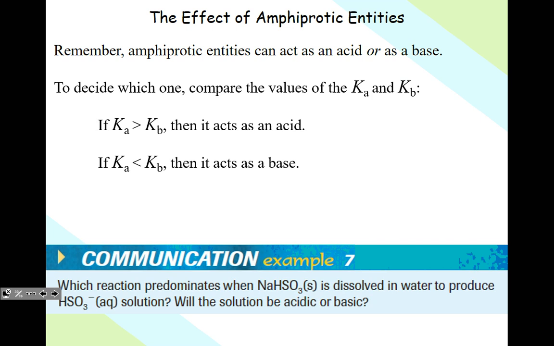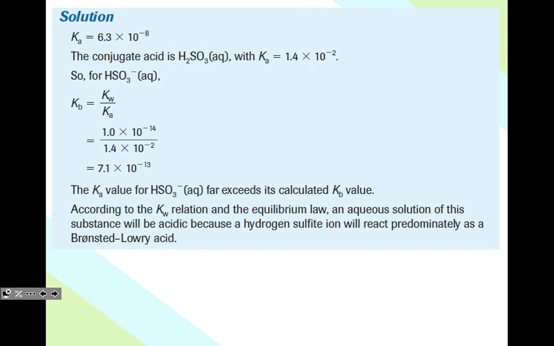Okay, now all we have to do is reference your Ka and Kb, compare them. Ka, pardon me, is 6.3 times 10 to the negative 8. Where did that come from? It just came from your data booklet. The conjugate acid is H2SO3 with a Ka of 1.4 times 10 to the negative 2. So for the HSO3 minus, we just take our Kb is equal to our Kw over Ka, and our Ka, in this case, is 1.4 times 10 to the negative 2, which is going to give us a value of 7.1 times 10 to the negative 3.